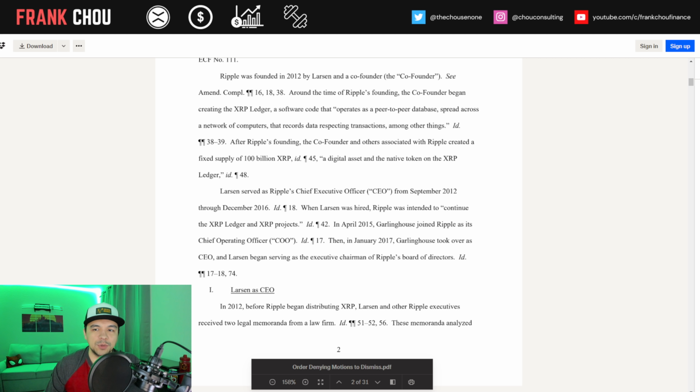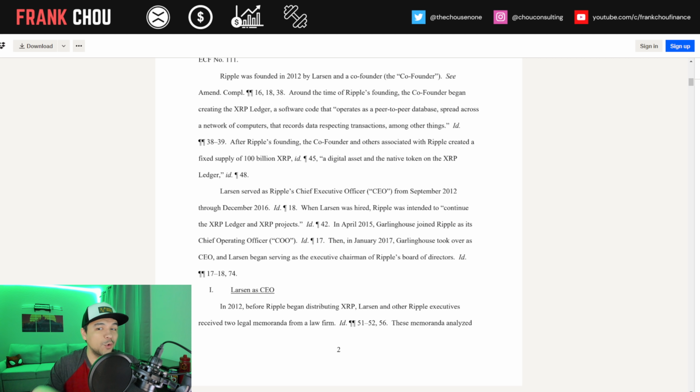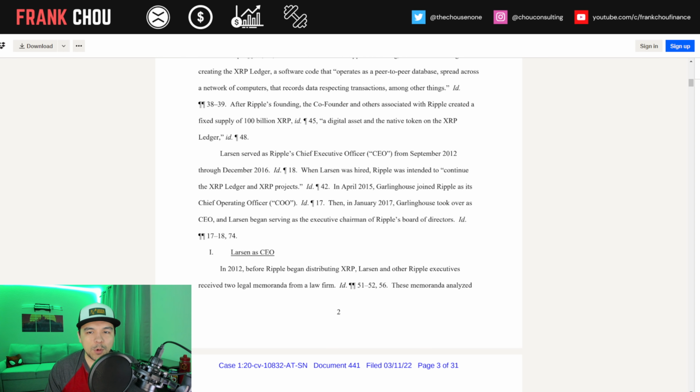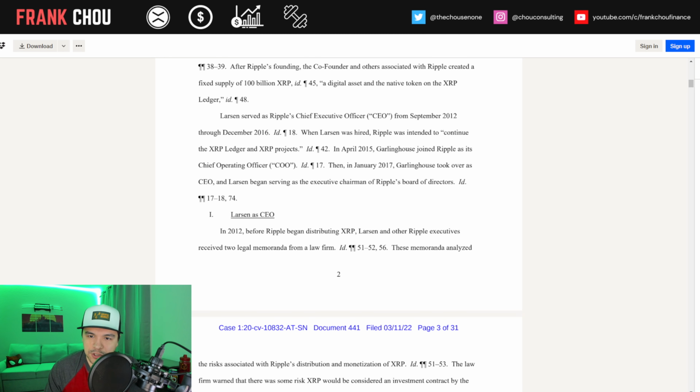Ripple was founded in 2012 by Larsen and a co-founder, who is only going to be referred to here as a co-founder. Comment below if you know who that is. Around the time of Ripple's founding, the co-founder began creating the XRP Ledger, a software code that operates as a peer-to-peer database spread across a network of computers that records data respecting transactions, among other things. After Ripple's founding, the co-founder and others associated with Ripple created a fixed supply of 100 billion XRP, a digital asset and the native token on the XRP ledger.